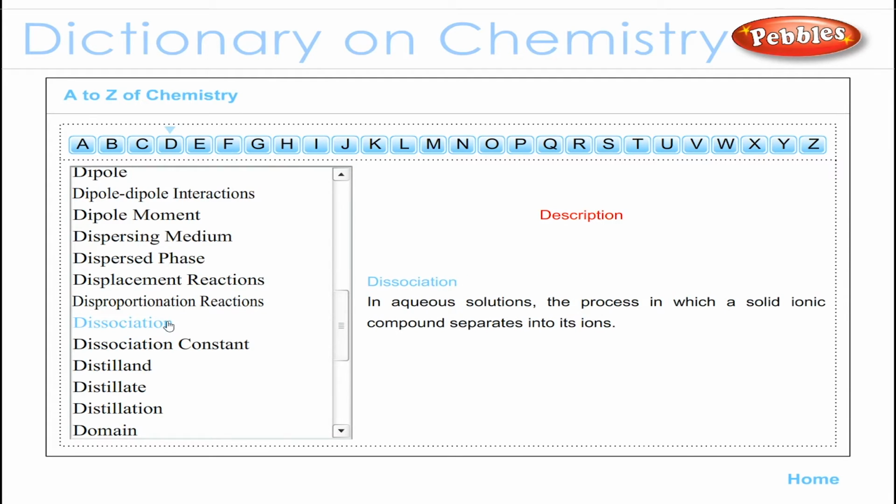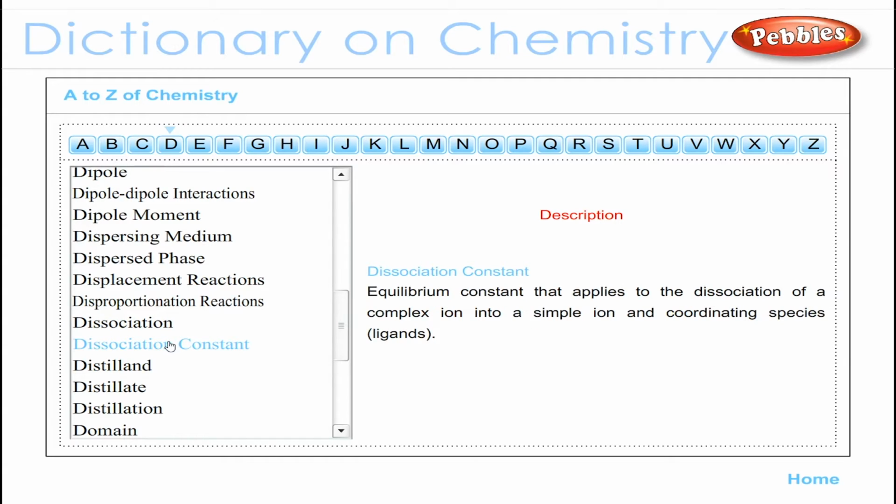Dissociation, in aqueous solutions, the process in which a solid ionic compound separates into its ions. Dissociation constant, equilibrium constant that applies to the dissociation of a complex ion into a simple ion and coordinating species, that is, ligands.